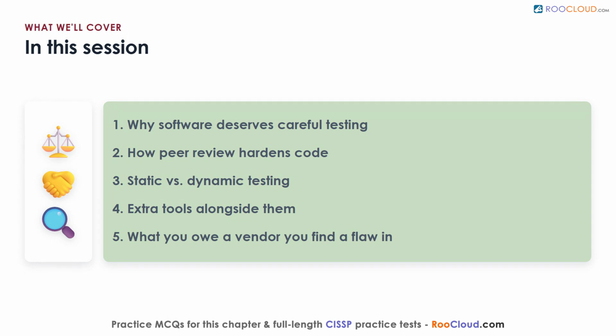How does peer review harden your code? What is the difference between static and dynamic testing? What extra tools sit alongside them? And what do you owe a vendor when you find their flaw?